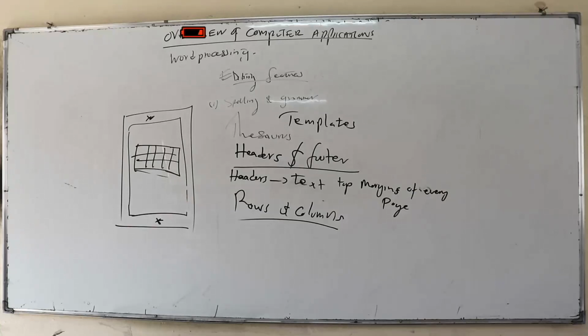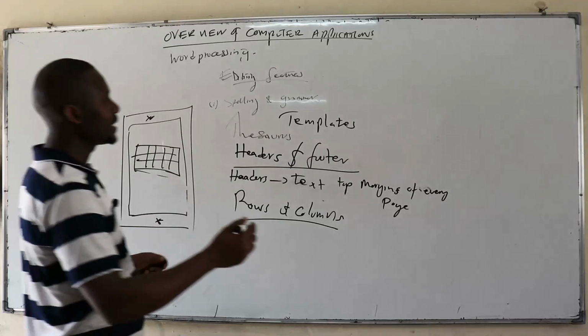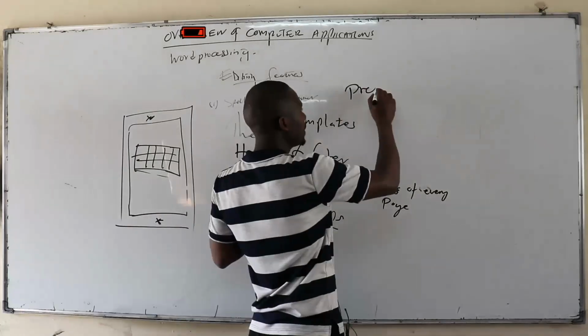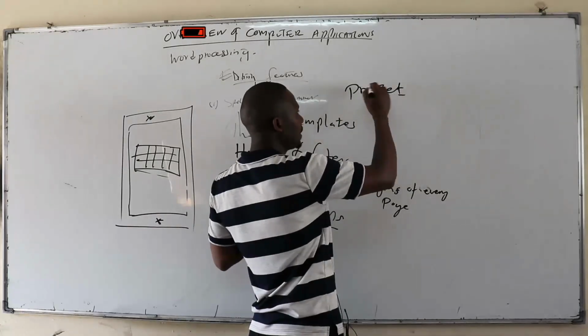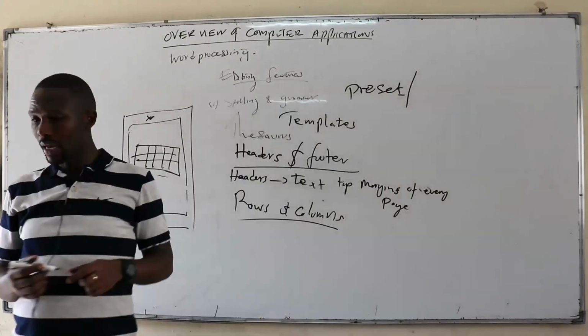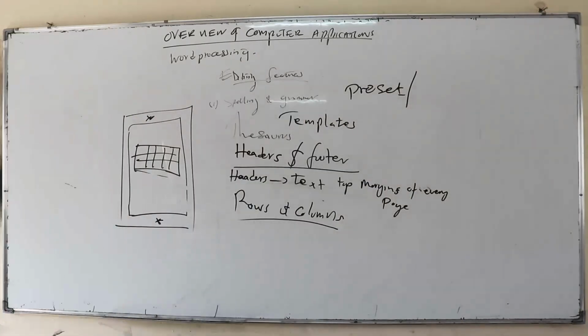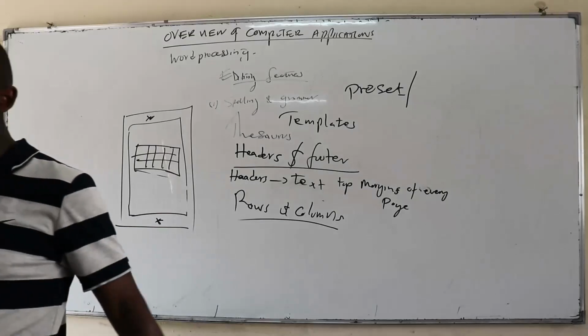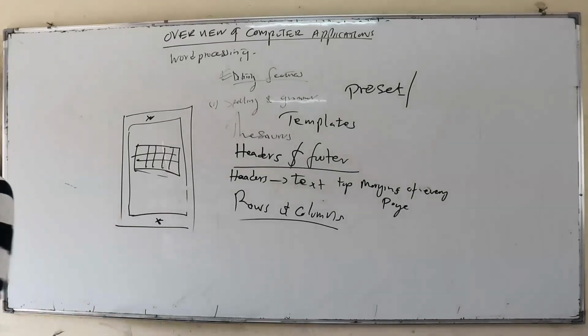So you can say a template is a preset. That is something that is already set. Preset is ready. Or you can say a predefined format, in brackets preset, or in brackets predefined format of a document.